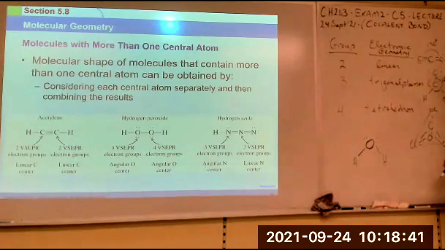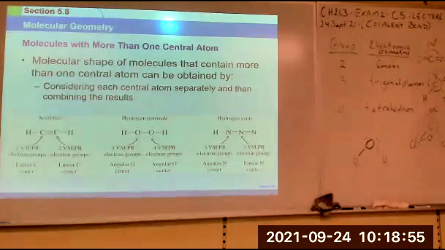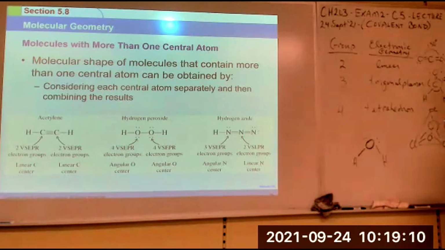So, oh, I didn't talk about the bonding angle here. The bonding angle is, hold on a second. I can't remember what it is. It's an odd number. Hopefully we'll get to it. Or it'll come to me when I least expect it.